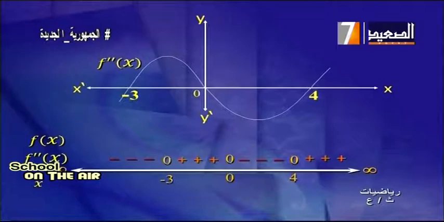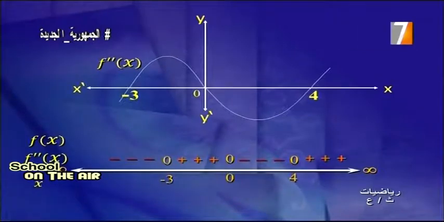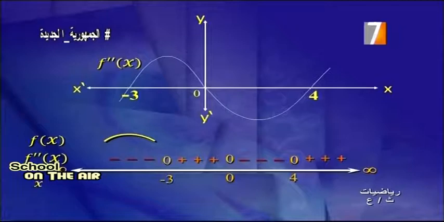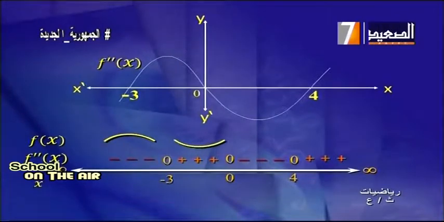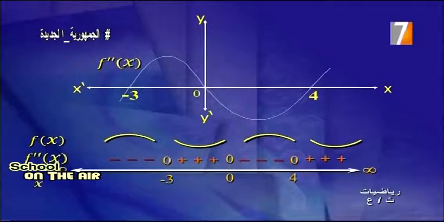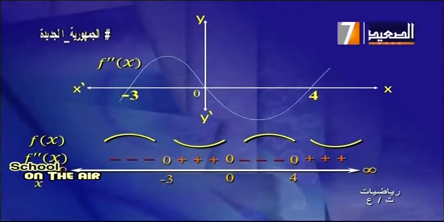Now, if the sign of f double dash x is negative, then the function is convex upward. And if the sign of f double dash x is positive, then the function is convex downward. In the open interval 0 to 4, f double dash x is negative, so the curve is convex upward, and convex downward in the open interval 4 to infinity. Then this curve has 3 inflection points, at x equals -3, at x equals 0, and at x equals 4.